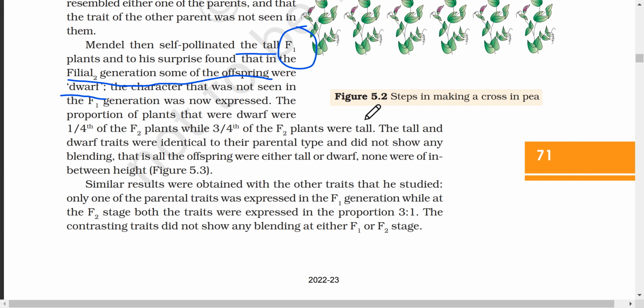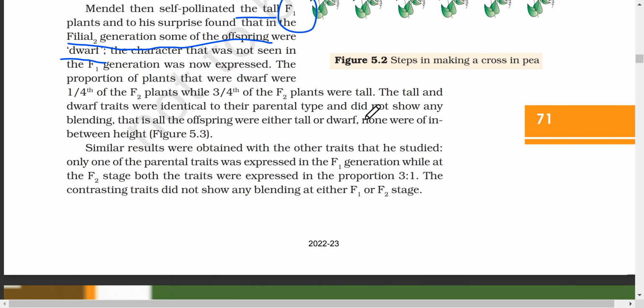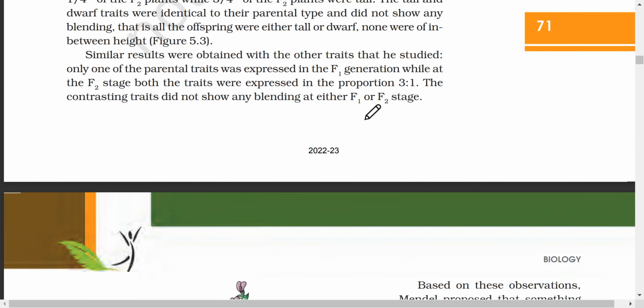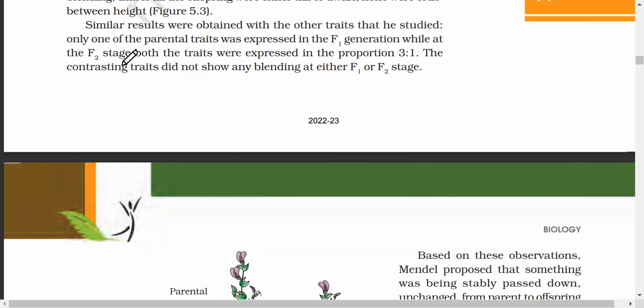But हमारा जो unexpressed gene था in the first filial, now it got expressed. The tall and dwarf traits were identical to their parental type and did not show any blending. That is, all the offspring were either tall or dwarf, none were in between height. तो blending नहीं हो रहा था basically, वो parental ही था, whether it was tall or dwarf, but they looked just like their parents. So there was nothing of intermediate. Right? Similar results were obtained with the other traits, जैसा मैंने बोला, that he studied.